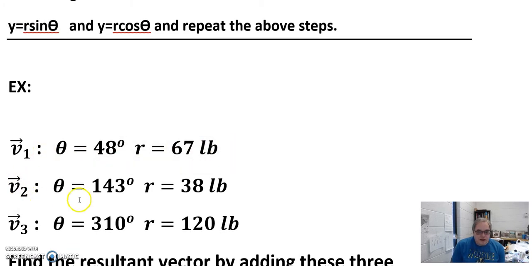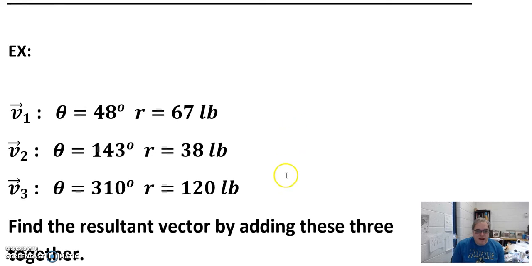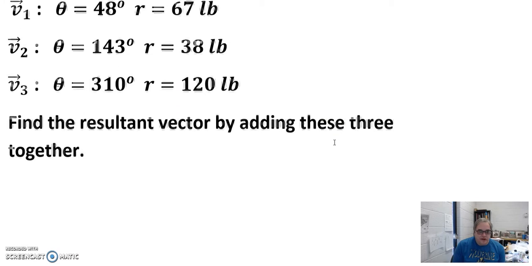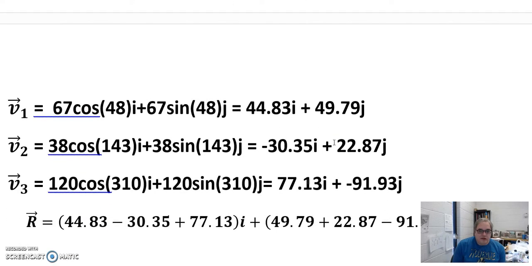So if I give you 3 vectors, in this case they're polars, so I'm saying the radius is representing a force in pounds on each, and you have a directed angle that the force is pulling on. I want to find the resultant by adding these together. Well, I can't just add the degrees and the r's. That makes no sense. So I'm going to take each vector and find its components.